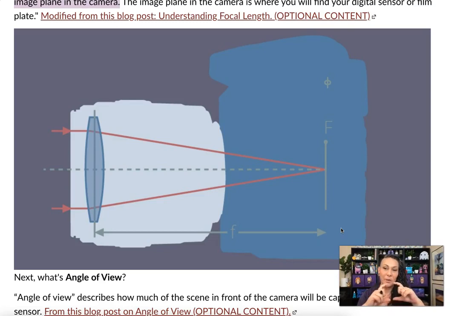Your image plane would be where the film is if you're talking about an SLR. And it's being measured from right around over here. So when you hear that millimeters, that's the distance from this area to this area.